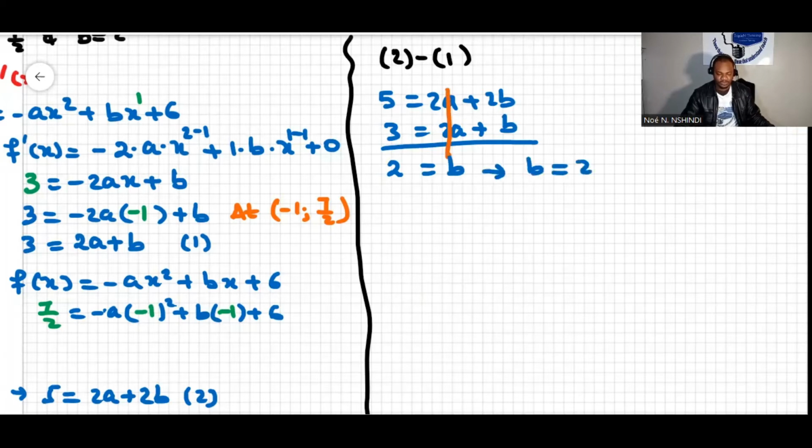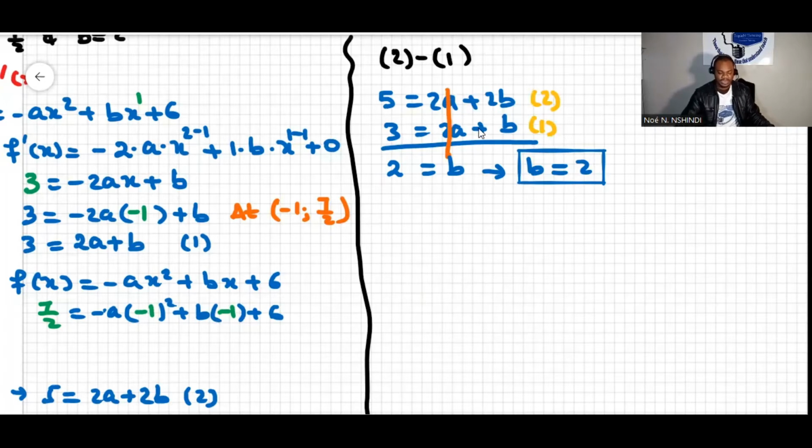This is proven. Remember, the question was that we wanted to prove that b equal to 2 and then a equal to a half. Now, we got b. We can substitute the value of b into either equation 1 or equation 2. Remember, this was equation number 1, and that was equation 2. I prefer to sub in equation 1.